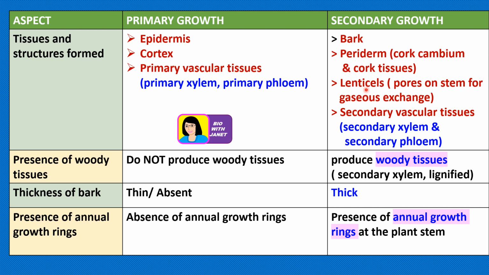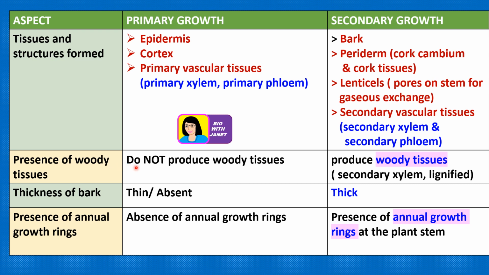Now, lenticels, they are pores on the stem for gaseous exchange. Okay, that means involving the exchange of carbon dioxide and oxygen. Okay, so for example, in respiration, oxygen will have to diffuse into the plant stem through the lenticels. Secondary vascular tissues are also produced during secondary growth. These are the secondary xylem and secondary phloem that transport substances in the plant. Okay, so secondary xylem will transport water and mineral salts, and secondary phloem will transport organic food substances.